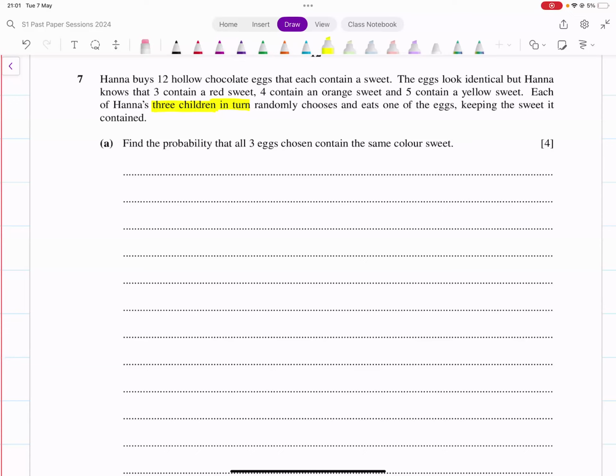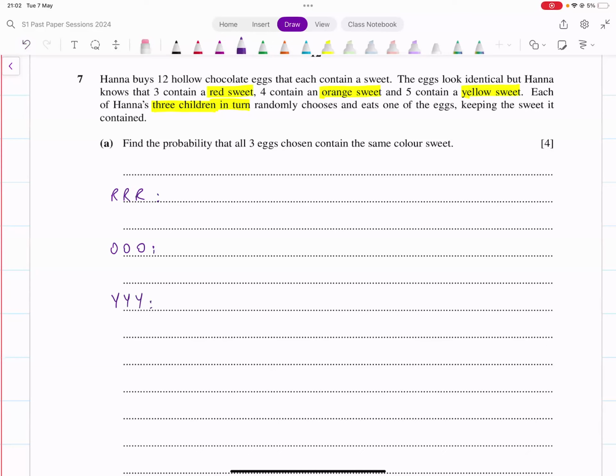Now, what are the possibilities? There are 3 different colors. We have red sweets, orange sweets, and yellow sweets. Now, all of them eat the same color sweet. That means they're all red. That is one possibility. Or they're all orange. That's another possibility. Or they're all yellow. These are the three possibilities that you have.